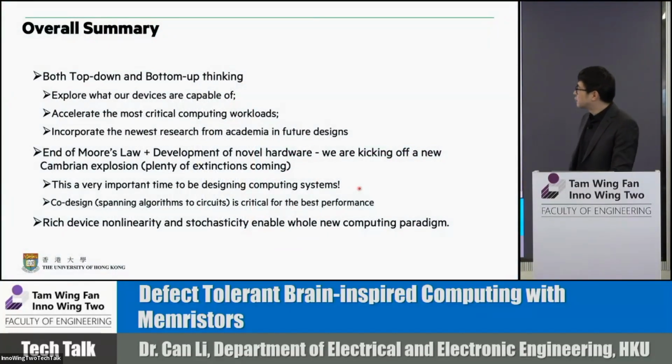So, in summary, we try to do both top-down and bottom-up thinking. The other thing, we are trying to explore what our devices are capable of, and also to accelerate the most critical computing loads. And secondly, the end of Moore's law could be the best thing that ever happened, because we can now build a different kind of computers, and we can also make use of the rich nonlinearity or stochasticity of the device itself to enable an entirely new computing paradigm.